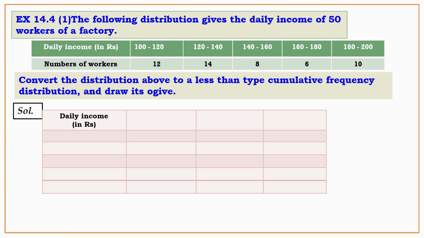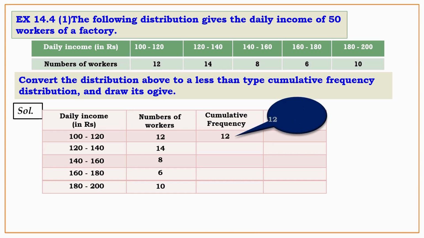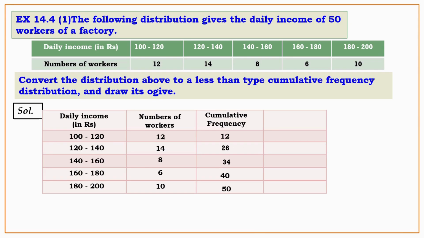First, daily income in rupees is going to be the class interval, so we'll just copy the class interval. Then we have the number of workers, so we'll just copy that, as it is the frequency. Then we need to find the cumulative frequency. Earlier also we found the cumulative frequency by adding the subsequent frequencies. We'll do the same process over here and keep on adding subsequent frequencies. Finally we got the cumulative frequencies column updated.